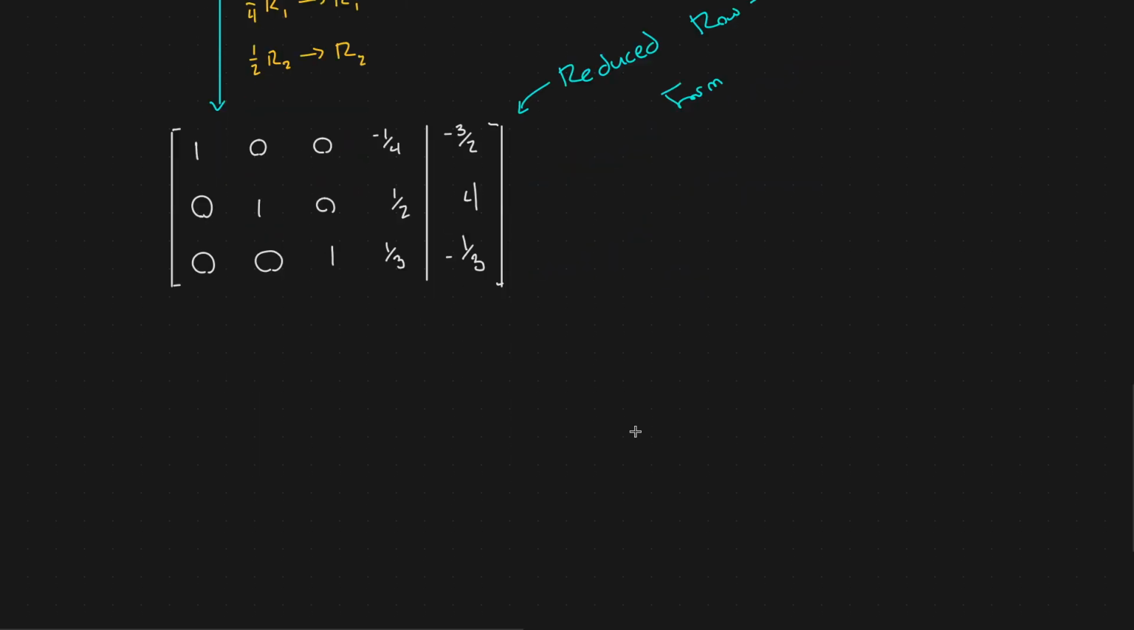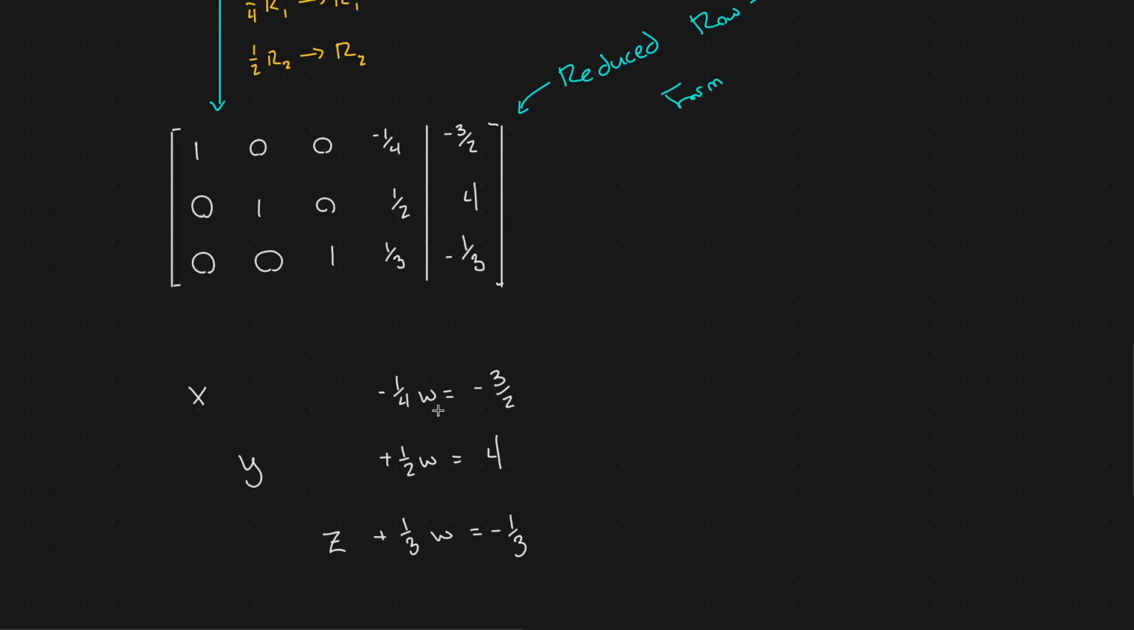Let's translate this to equations just so we see what we're dealing with. So we have x minus 1/4 w equals negative 3/2. Okay, that's row 1. Row 2 is y plus 1/2 w equals 4. Row 3 translates to the equation z plus 1/3 w equals negative 1/3. So you could see we have more variables than we have equations. I have 4 variables. I only have 3 usable equations here, right?